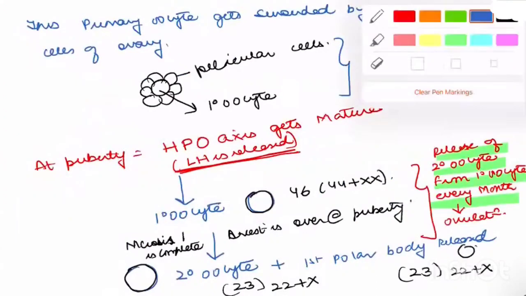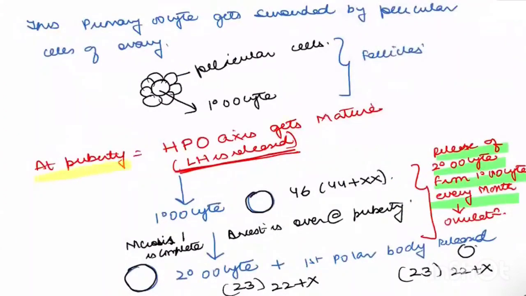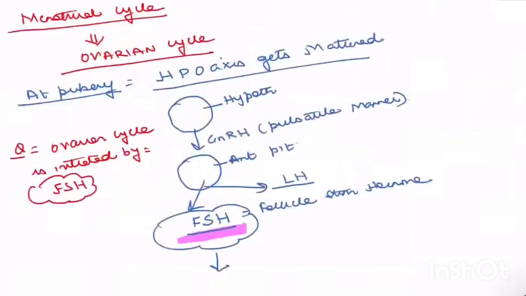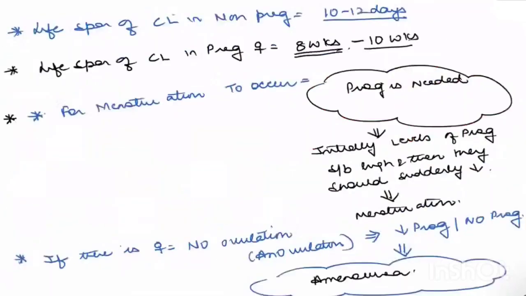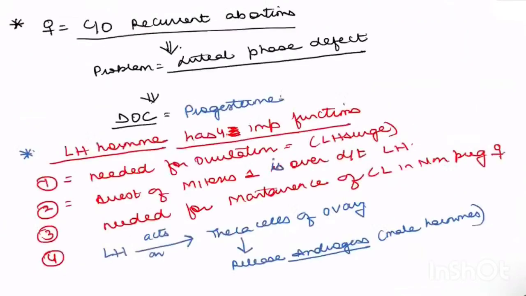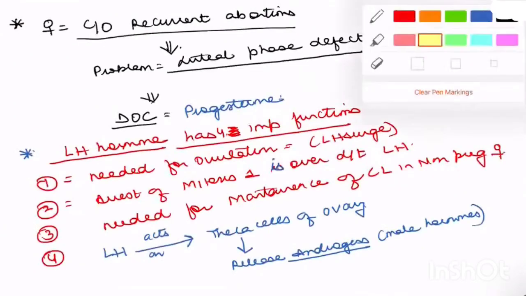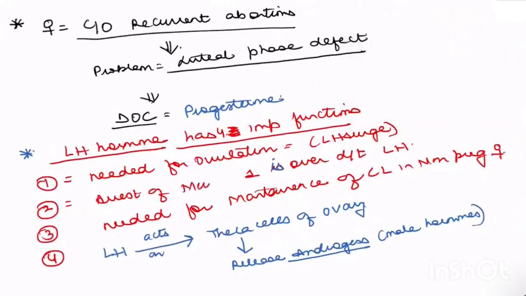Look at this: at puberty, the HPO axis gets mature, LH is released, primary oocyte will get converted into secondary oocyte, arrest is over. Right? So it is needed for... Acha, okay, I have understood, because I wrote mitosis by mistake. You are right, it is meiosis. That was my mistake. Arrest of meiosis 1 is over due to LH.